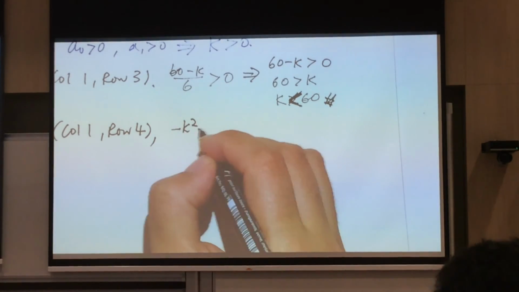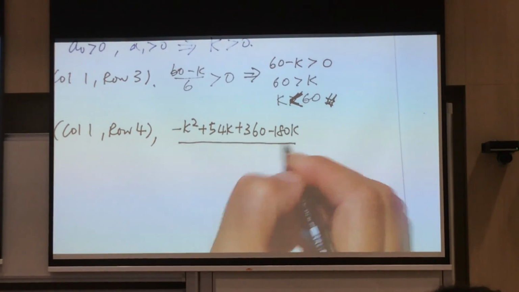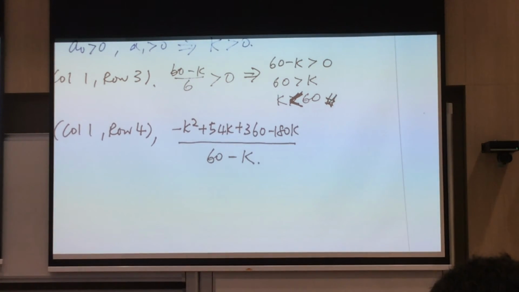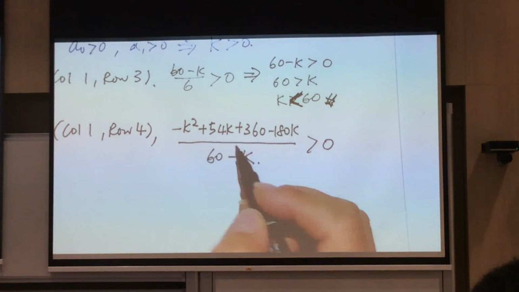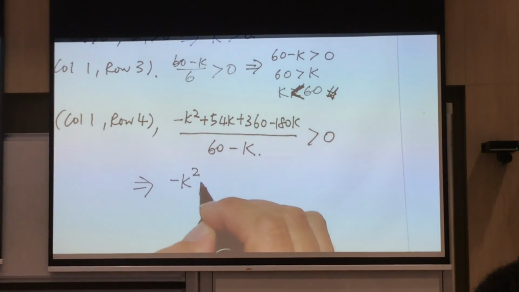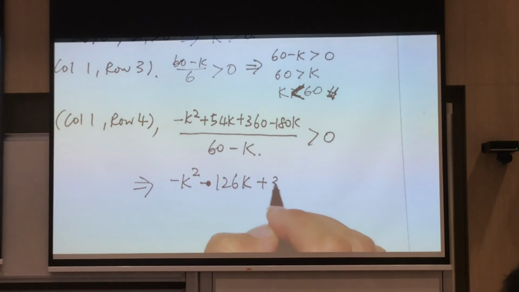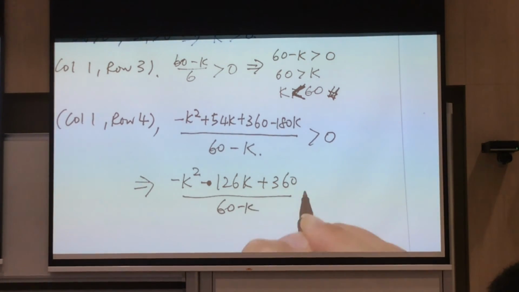So next row you have minus k squared plus 4k plus 360 minus 180k over 60 minus k, and this must be bigger than 0. Alright? So how do you work this out? When you have something like this, first of all, obviously you simplify what's on top. So this gives you minus k squared minus 126k plus 360 over 60 minus k bigger than 0.